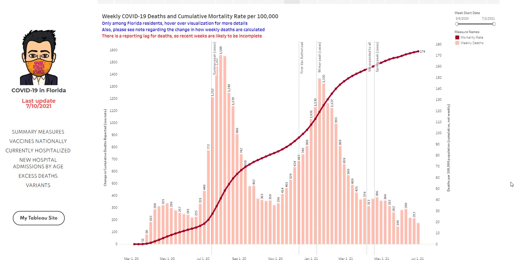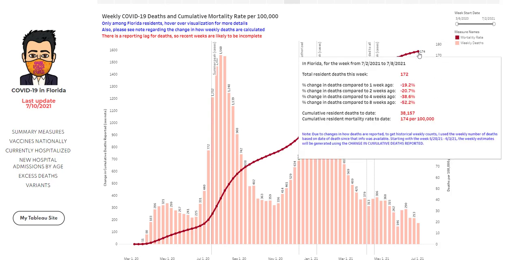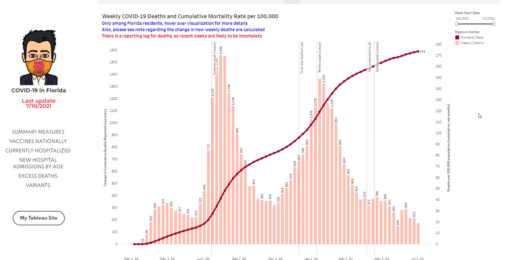This gives, just like the cases curve, the number of weekly deaths that have been reported to date. And then the red line is the cumulative number of deaths, or actually the deaths per capita. In this case, it says that in Florida, as of the most recent report, it's 174 people that have died from COVID-19 per 100,000 people in the population. And so this curve will always either increase or stay the same if there were no deaths, but it will never come down because it is a cumulative curve.